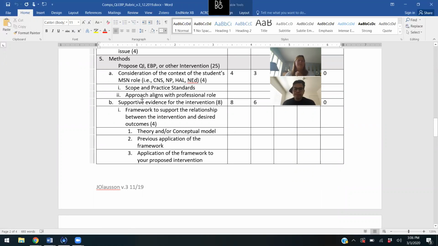So we're in methods, and I would just say methods is how you are going to roll out your proposed intervention. That's what the methods section is. So how are you going to do this proposed intervention?